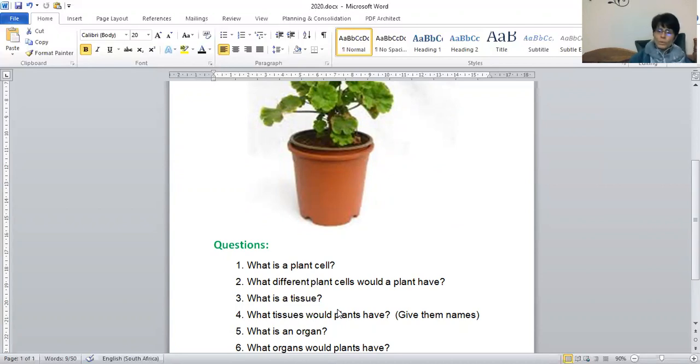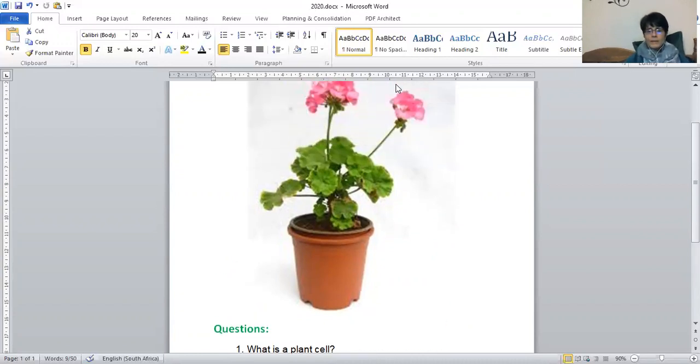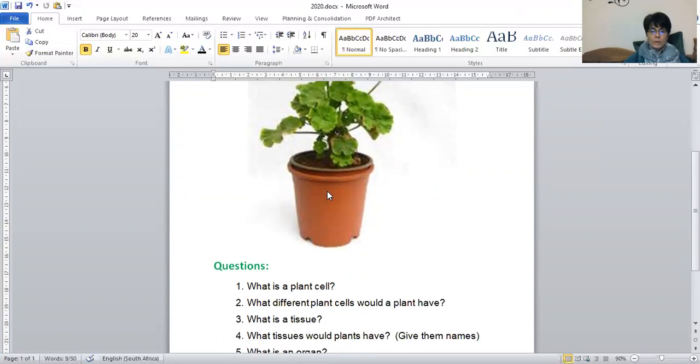Okay, so what organs would a plant have? Well, it doesn't really look like we do. So what organs do you think it will have? What parts does it have? So flowers, stems, leaves, and roots. And then what do the flowers turn into? They become the fruit. So those would be the different organs of a plant.